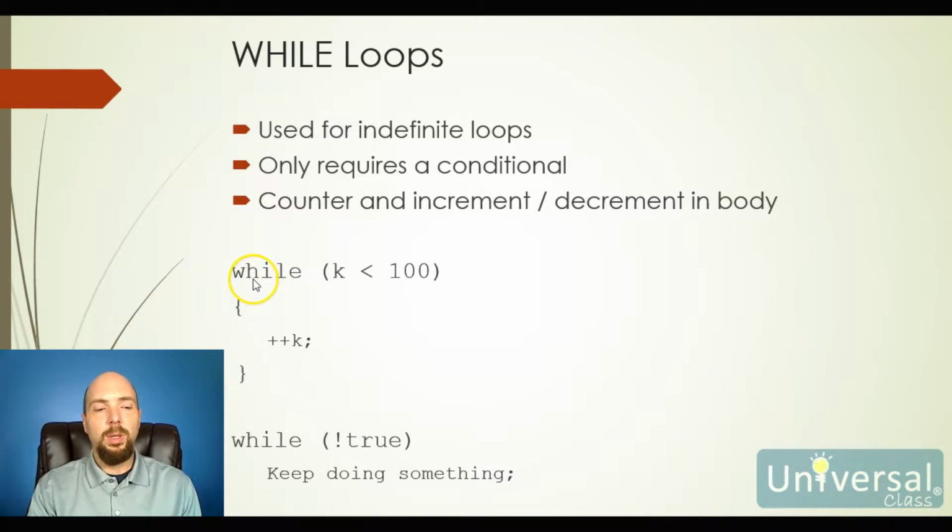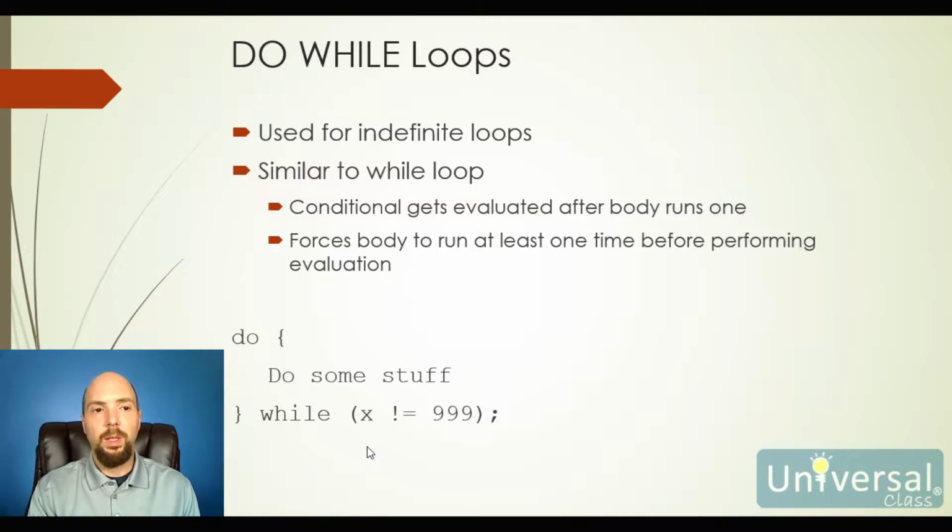So in this case, we could say while k is less than 100, then we're going to increase k, and we'll keep doing all this. Or while something is not true, go ahead and keep doing this. Whatever the condition is to get out of it, we're going to keep doing this until the condition is true. And then we also have a thing called a do-while loop.